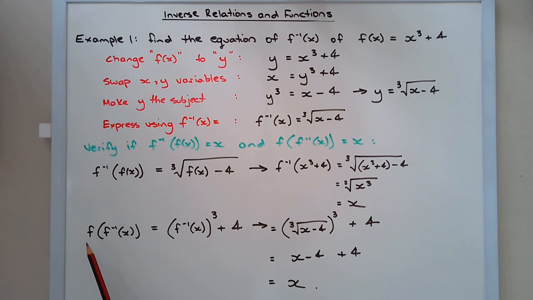What about the function of the inverse function of x? So sort of doing this in reverse. So that's the inverse function of x all cubed plus 4. So that's the cube root of x minus 4 all cubed plus 4. Now the cube and the cube root cancel, so we end up with x minus 4 plus 4. Of course, minus 4 plus 4 cancel as well, that gives you 0. And we get back to x.